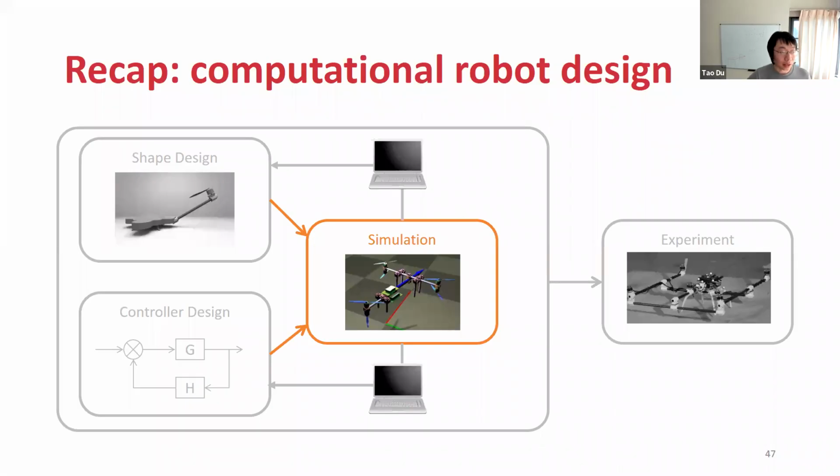So here I will be talking about a few possible applications enabled after we have these new differentiable simulation tools. As a recap, here is the original computational robot design pipeline from the first copter paper covered in this talk. And we can see that simulation plays a central role in this computational pipeline. It connects the input from shape design and controller design, and it also provides a benchmark result to be compared with a real world experiment.